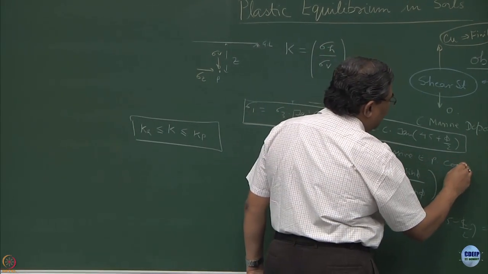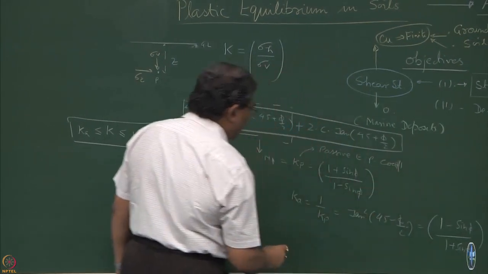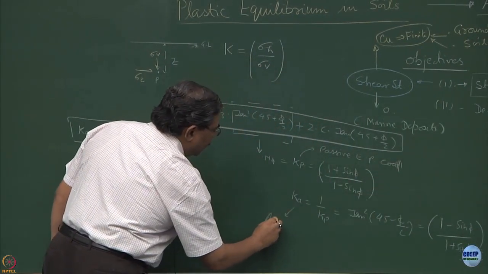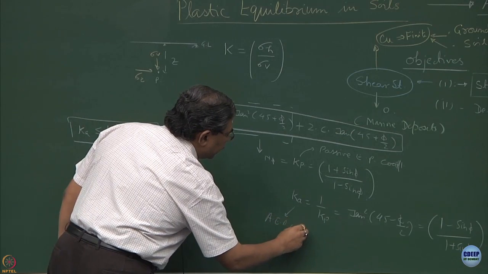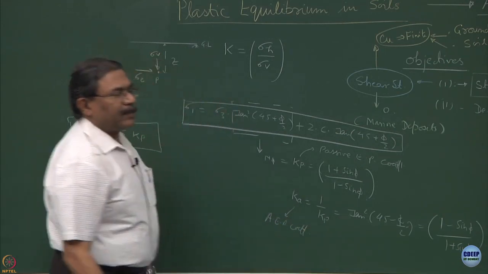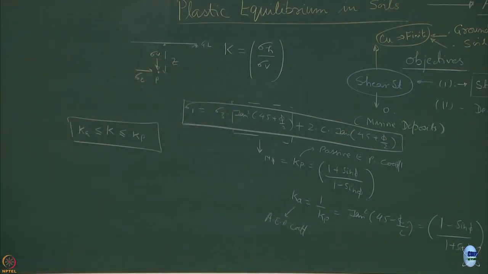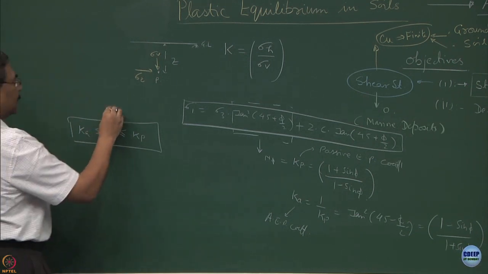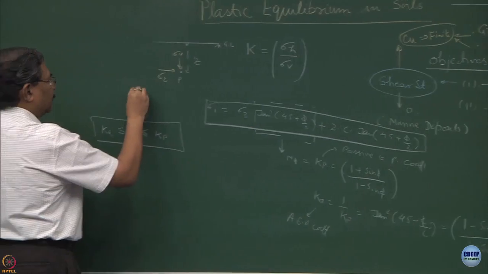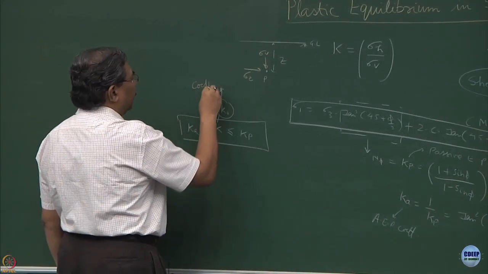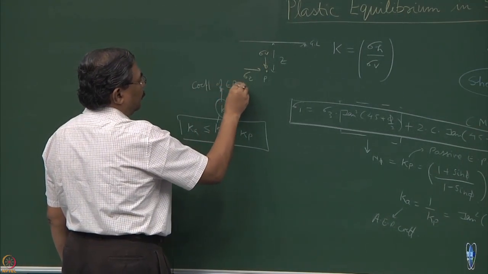So, this term Kp is defined as the passive earth pressure coefficient and Ka is defined as the active earth pressure coefficient. Sometimes they also call it the coefficient of active earth pressure, coefficient of passive earth pressure. I hope you can realize this K can be termed as K naught. This becomes the coefficient of earth pressure at rest.